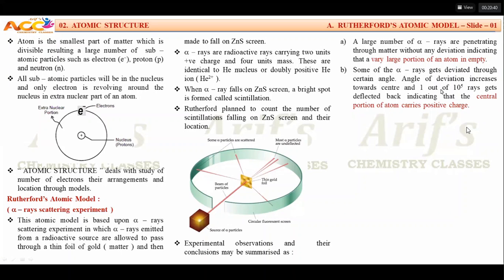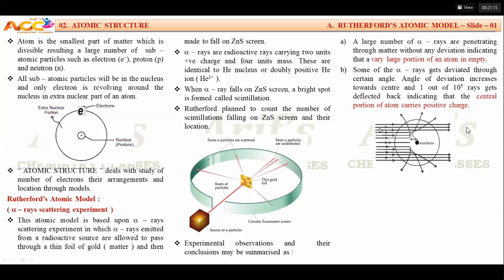And number three, 1 out of 10 power 5 rays gets deflected back. Take care of this number. When 1 lakh radiations are going without deviation, 1 ray coming back means the positively charged center is very, very small. 1 out of 10 power 5 rays gets deflected back, indicating that the central portion of an atom carries positive charge. That is the main contribution to science by Mr. Rutherford, and till now, no one says it is wrong. It is accepted.